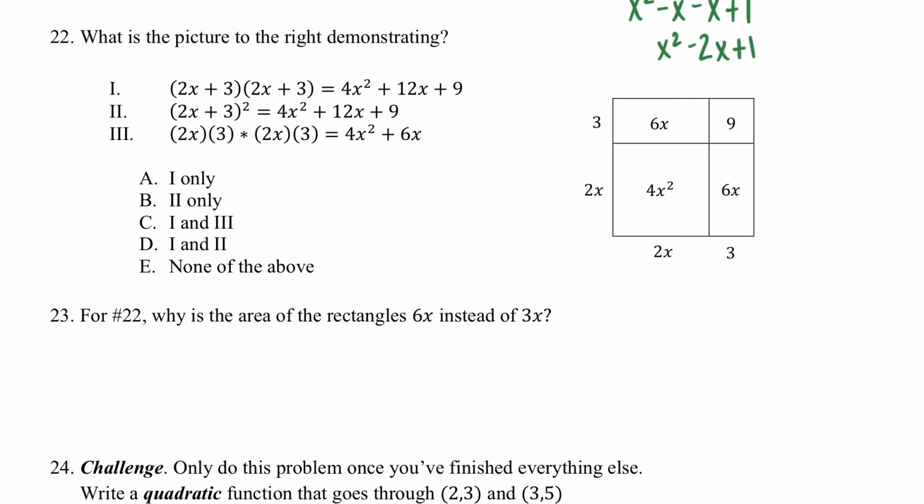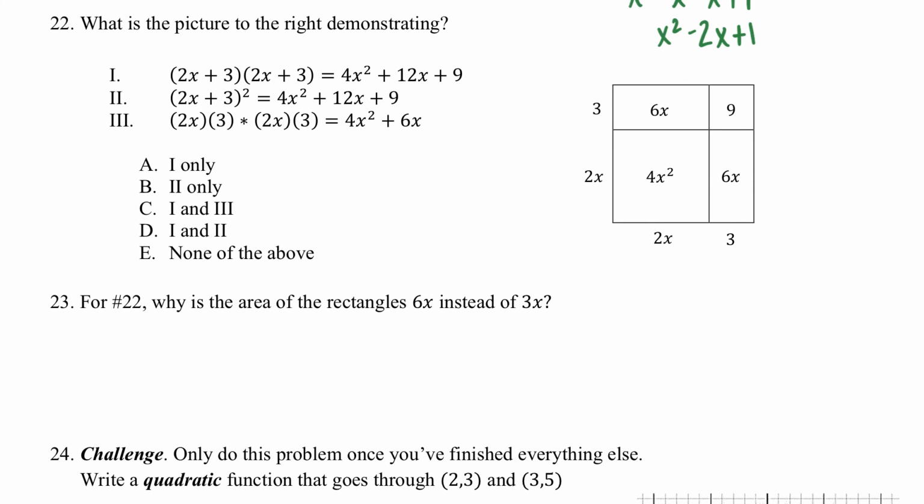How about 22 here? So 22 says, what is the picture to the right demonstrating? If you look over to the right, they've done a completing the square diagram, except this one's a little different. Instead of x's here, they put a 2x here. So it looks like they've got 2x times 2x, which would give you 4x squared here. And then it looks like they're adding 3 to complete the square here.